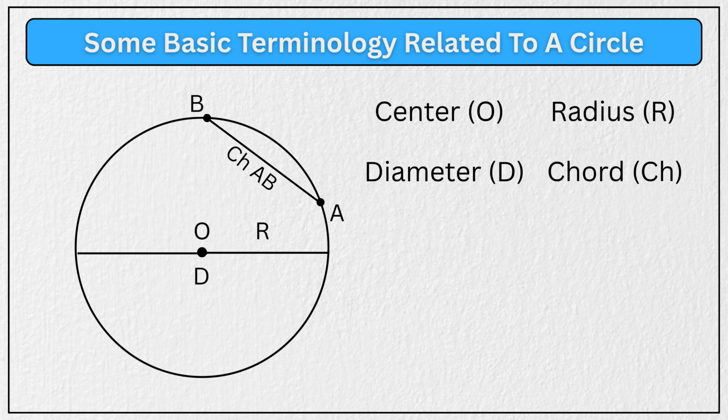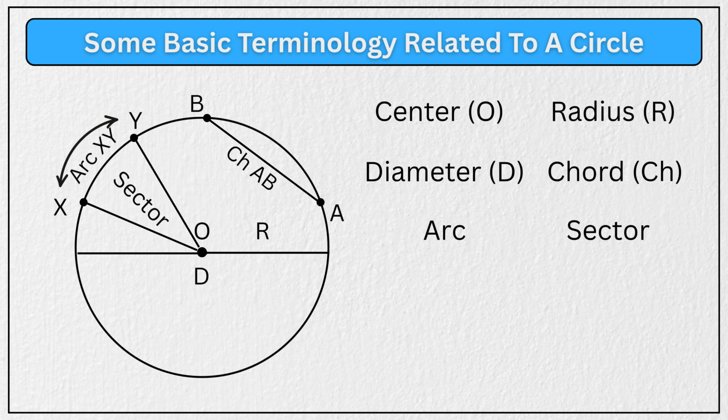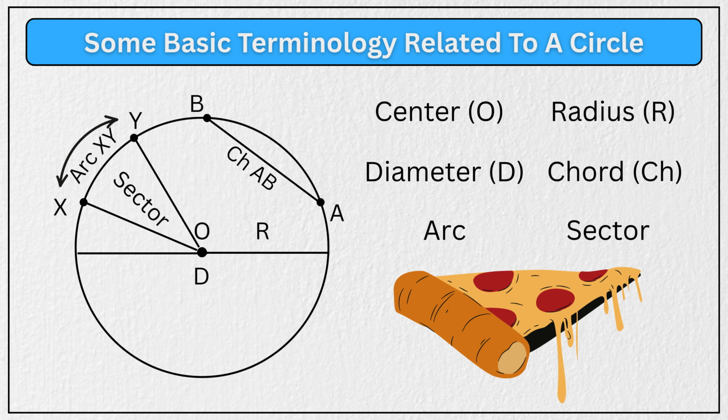Moving on to the next part, any curved part of the circle between 2 points just like this is called an arc. This curved section is typically labeled as ARC. A sector is the area enclosed between 2 radii and the arc that lies between them like this. You can think of it as a slice of pizza pie.